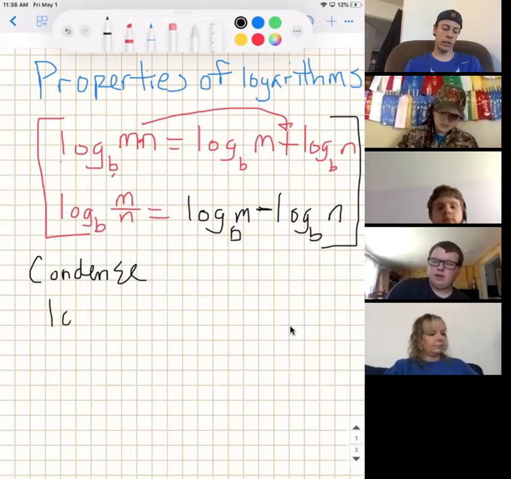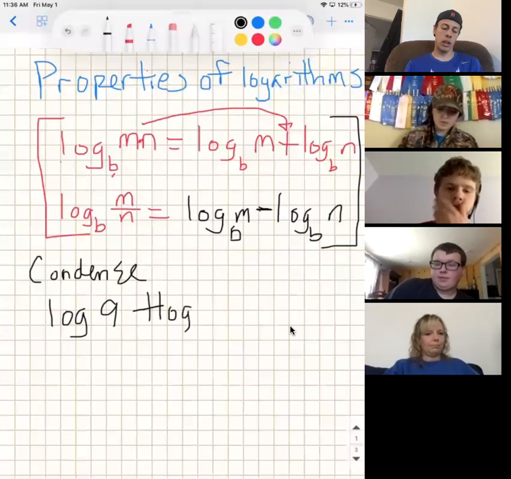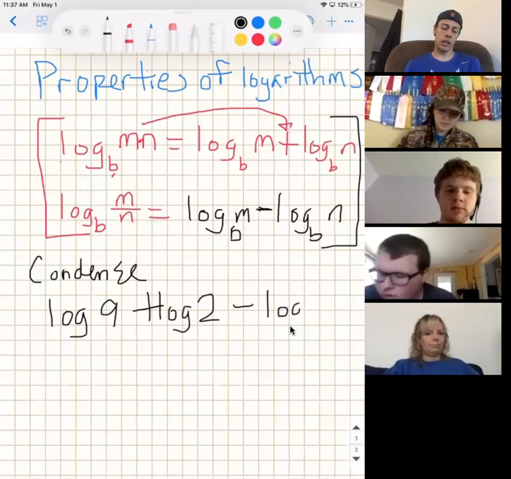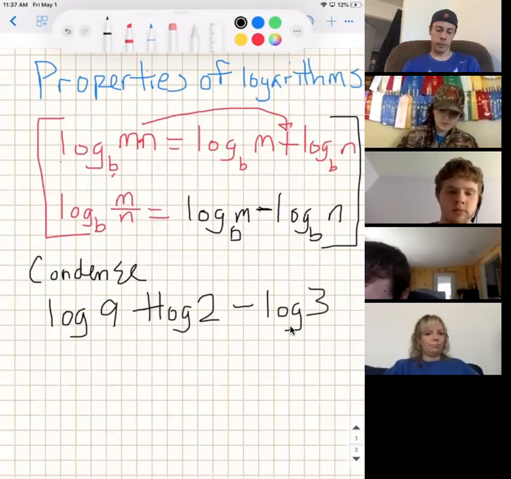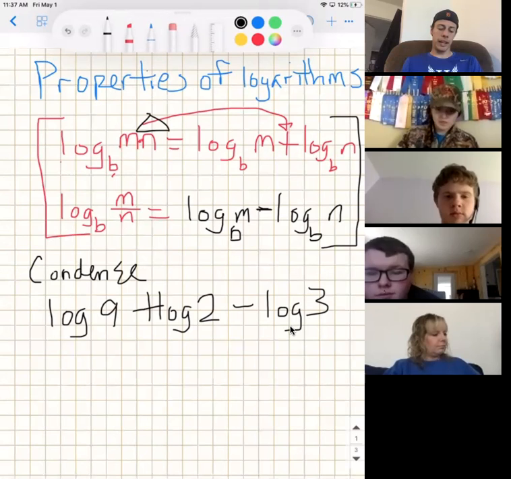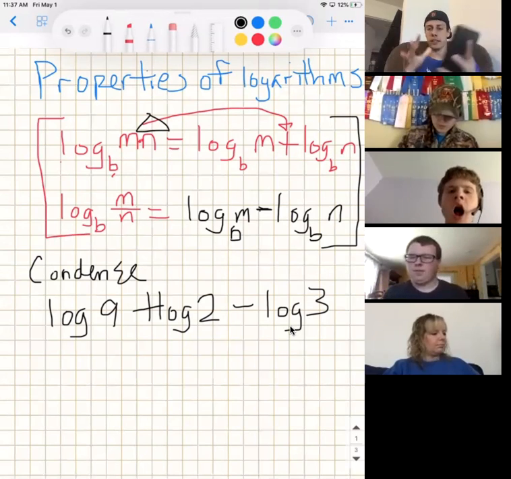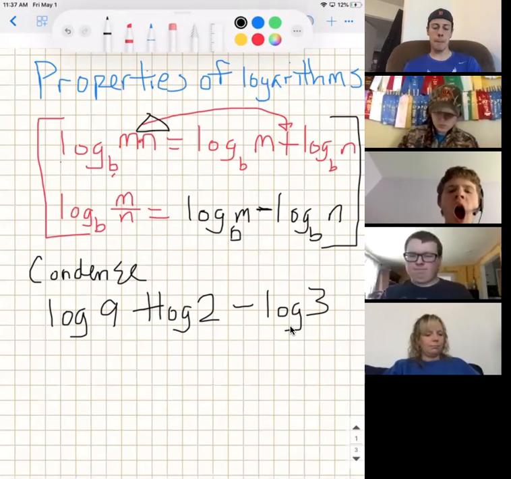So the three logarithms we're going to look at, what if we have log of 9 plus log of 2 minus log of 3, okay? So again, our goal at the end, we want to get it all in just one logarithm. We don't want to write log 3 times. We're condensing it. We're making it smaller, okay?